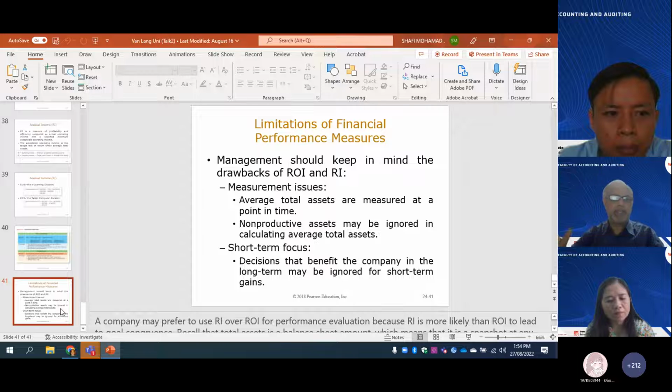So what are the limitations? Again, we need to keep in mind the limitations of financial performance measures. Okay. Disadvantage, and there's also disadvantage. So what are the disadvantages of financial performance measures?